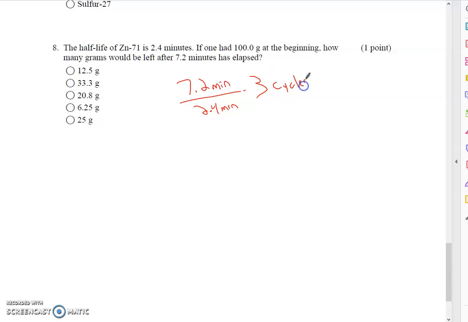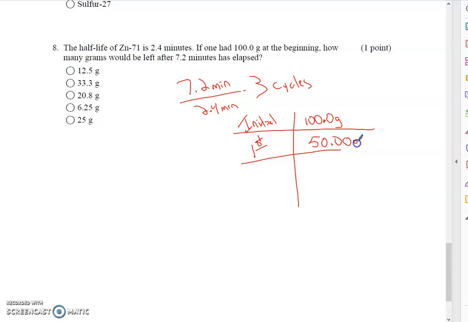So that's 3 cycles. So now what you do is you set up your little table here. I would put initial or start or whatever here. The reason why I tell you to do that is so you don't just put like a 1 here, because that's going to put you off by a whole cycle. So you're initially starting with 100 grams. So after the first cycle, there is 50 grams left. After the second cycle, there is 25 grams left. And then after the third cycle, that gets cut in half again. You get 12.5 grams, which matches this one.